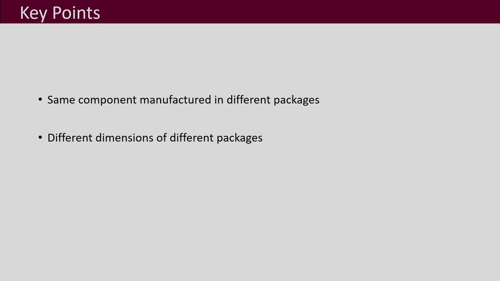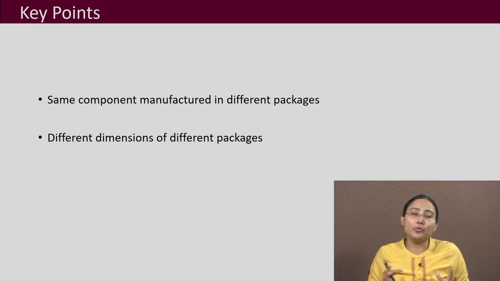So, the key points of this lecture are that there are different packages for the same component, and each package has different dimensions. If the component is being manufactured in two or three different types of packages, those packages will have different dimensions, and you should choose the package that you need, and then be careful to use the same one in your board.